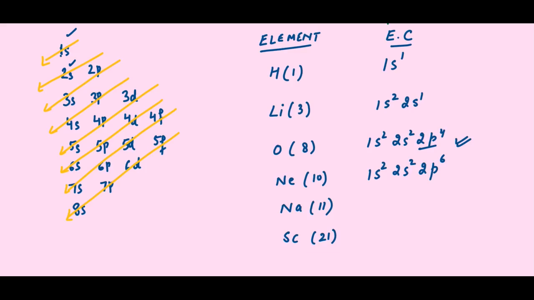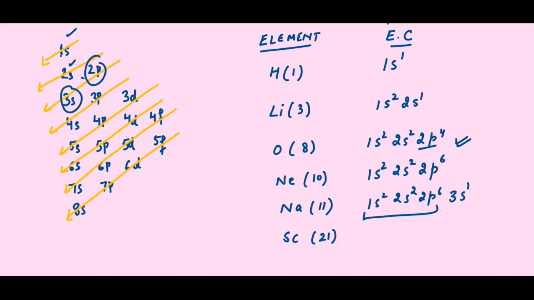Now the next is sodium. In the case of sodium, you will write 1s2, 2s2, 2p6 because it counts 10 electrons. Now the next electron, the 11th electron, will go into the next orbital. So you can see that after 2p, the next orbital is 3s. So the next electron will go in 3s.